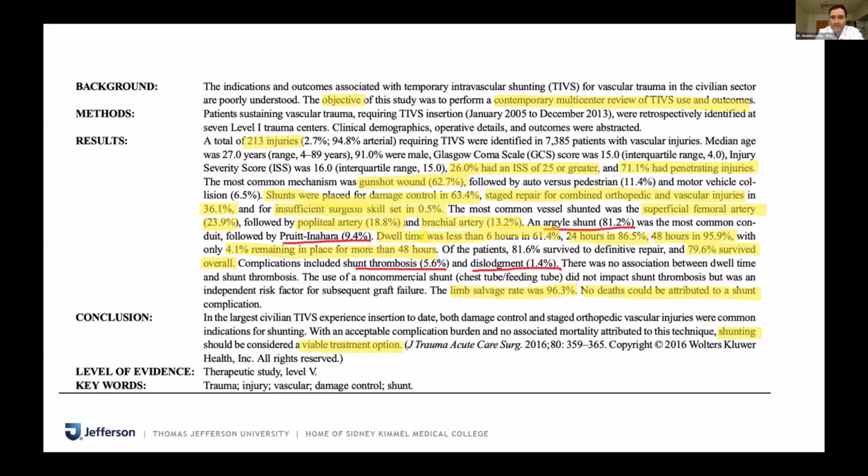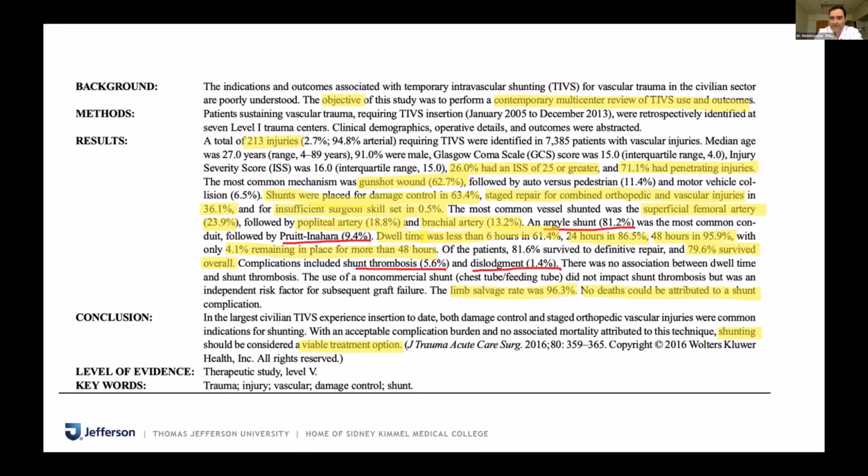They looked at 213 injuries. There were 7,385 patients, high ISS, 26% had ISS greater than 25, and 71% had a penetrating injury mechanism. The majority were gunshot wounds, and shunts were placed for damage control in more than half, 63.4%, and also for staged repair, where ortho injuries were associated as well. In less than 1% of the cases, shunts were placed just because there was no availability of a vascular surgeon or surgeon skill set.